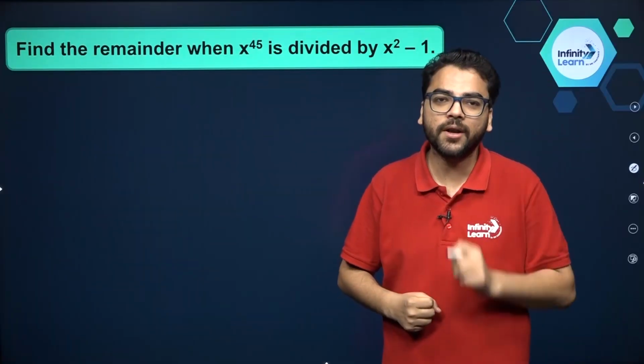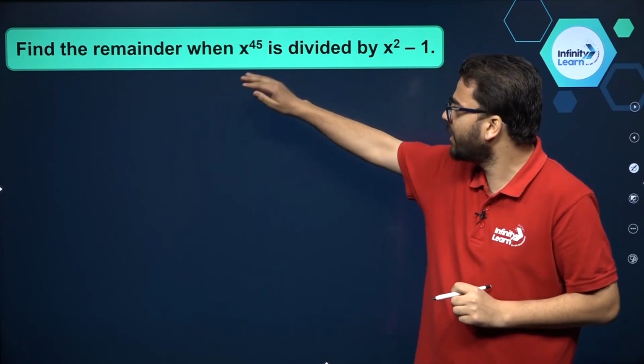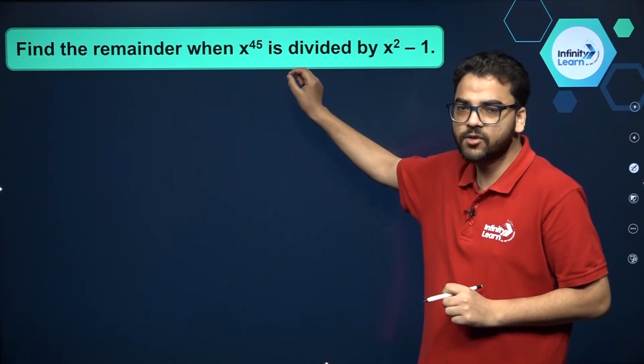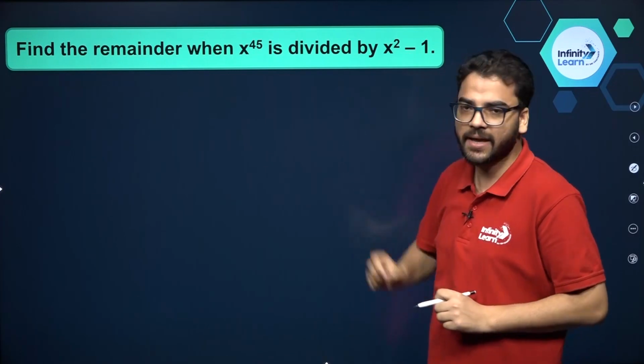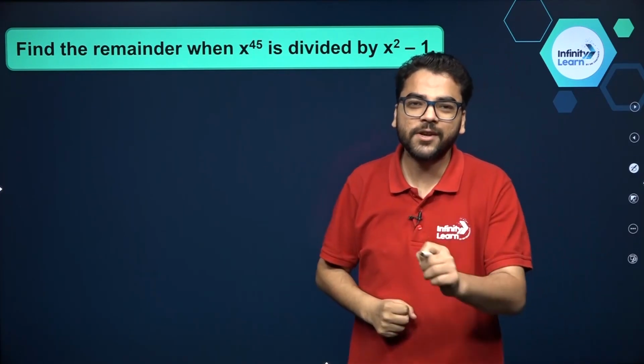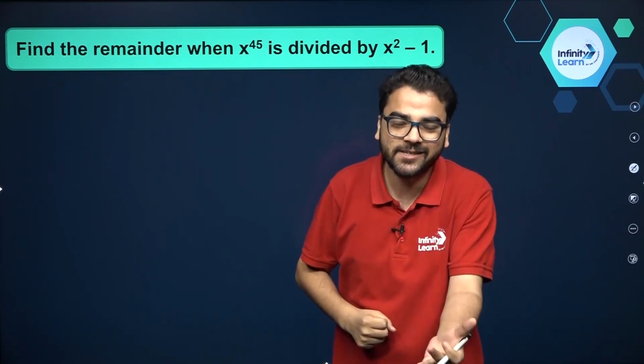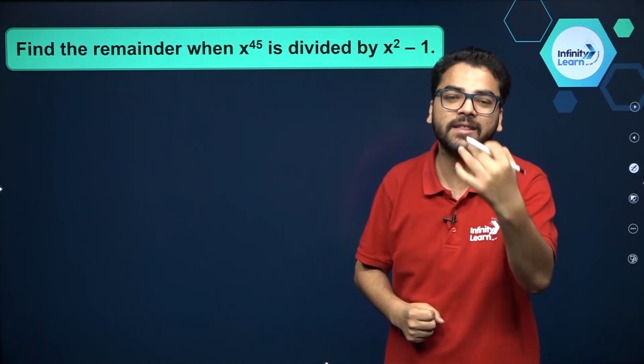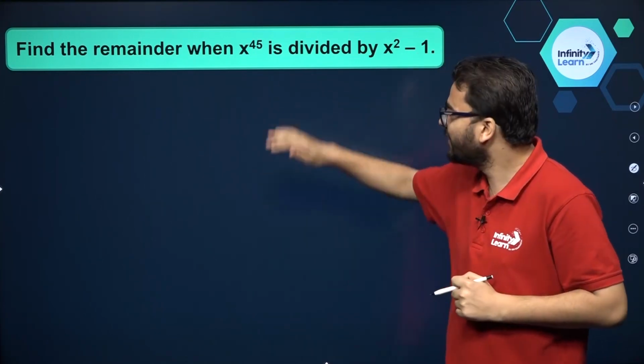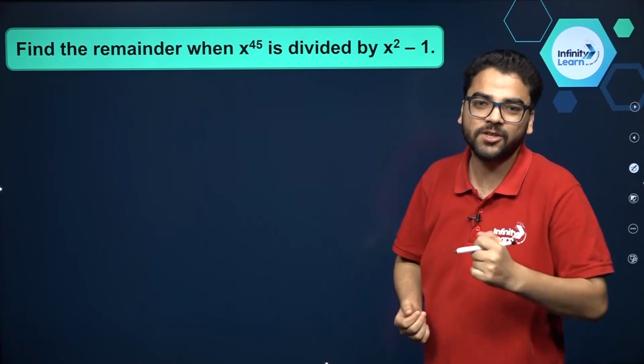So you see, you've got a question in which you have to find the remainder when x raised to the power 45 is divided by x square minus 1. So in questions like this, if you will actually start dividing using the long division method, it will take too much of time and it will waste your time, right?